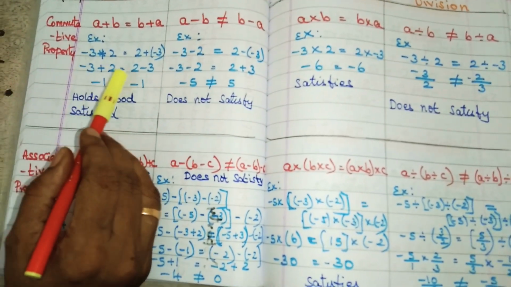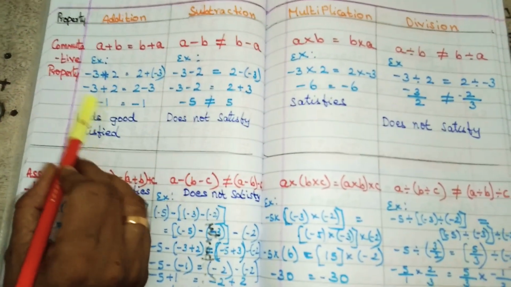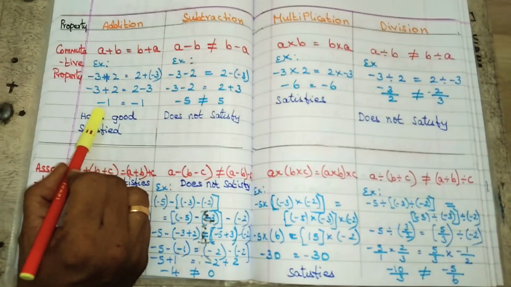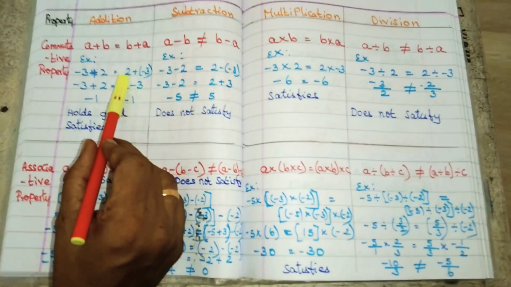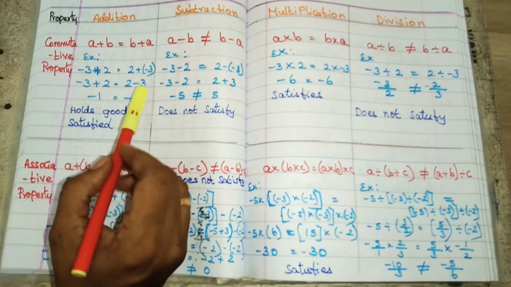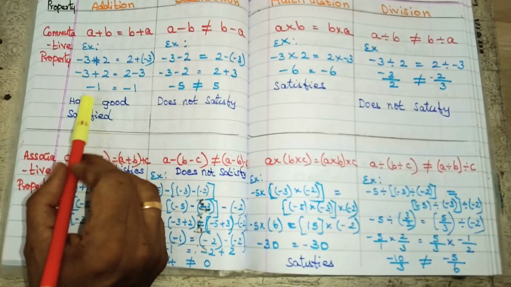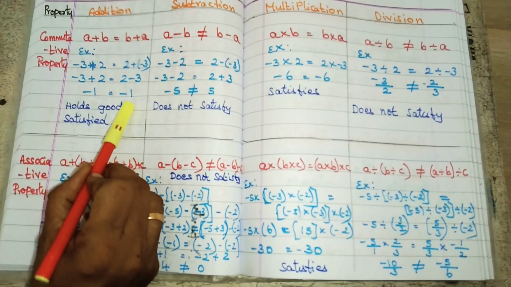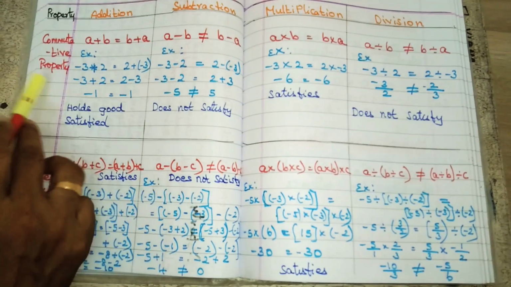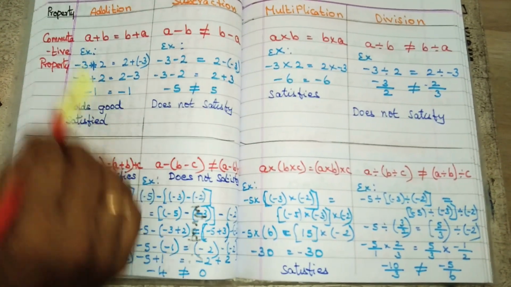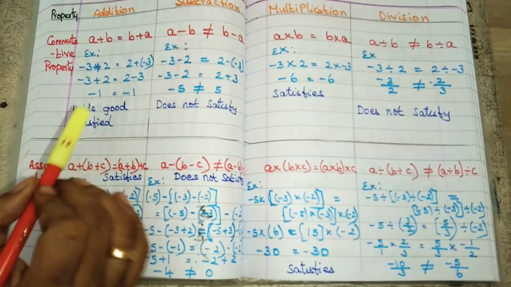Now minus 3 plus 2. Two numbers have got two different signs, so I will subtract and put the greater number's sign. So I am getting minus 1. Here 2 plus into minus is minus. So my answer is minus 1. So if both the sides, LHS and RHS, satisfy, commutative property gets satisfied under addition.